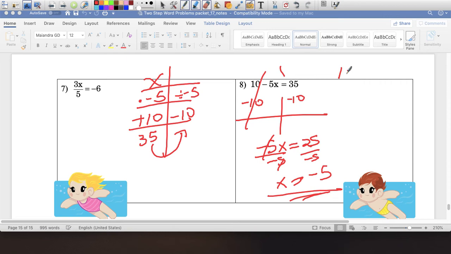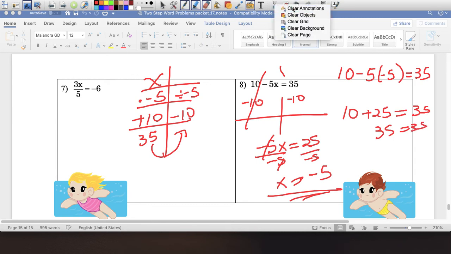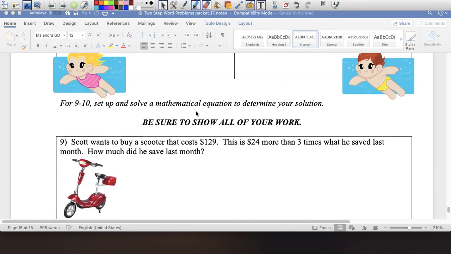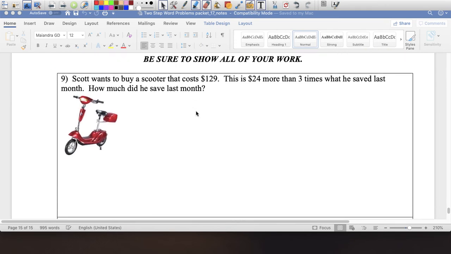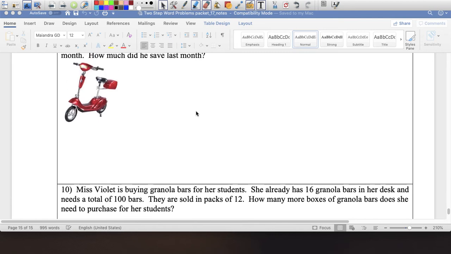Check. I'm going to get 10 minus 5, and instead of x, I'm going to write negative 5, equals 35. Well, let's do this in order. Negative 5 times negative 5 is positive 25, plus 10 is 35, and you can tell that the left side equals the right side.